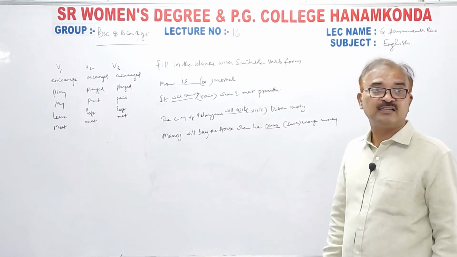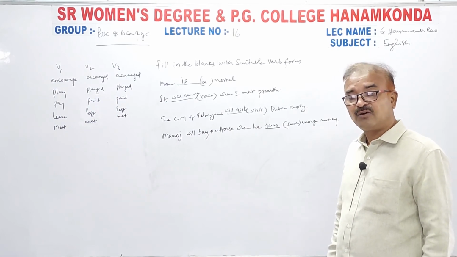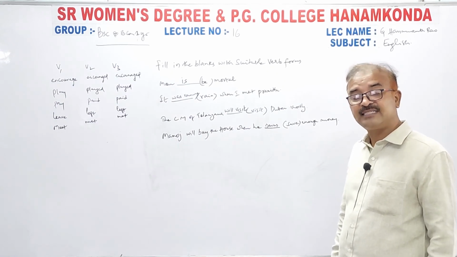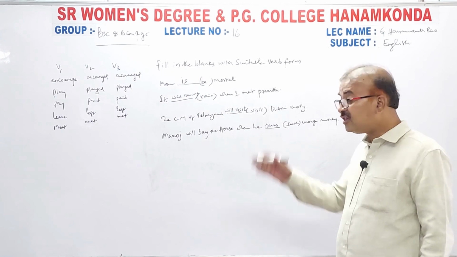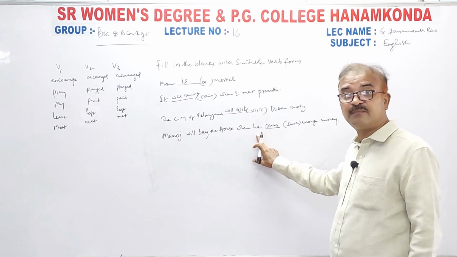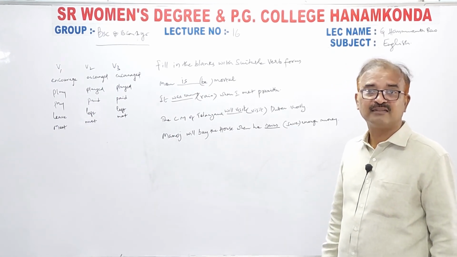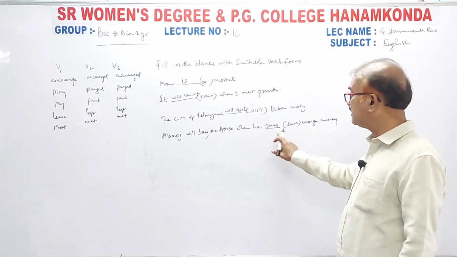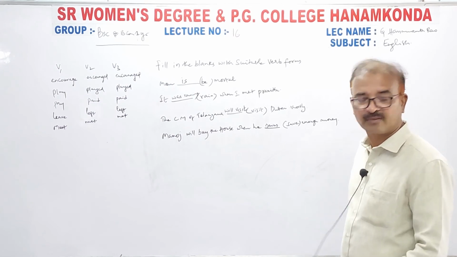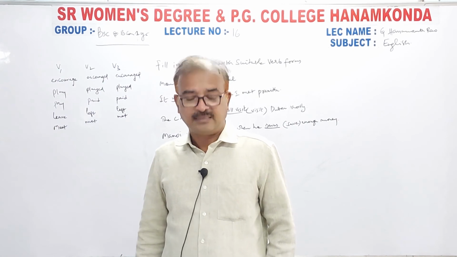When he saves enough money, when he saves, when she saves, when the man saves, when the woman saves, when the boy, when the girl saves, the boy saves. All these are third person singulars, and any verb that follows third person singulars should end with S. Okay, so this is simple present tense. When he saves enough money. Okay. Next one.